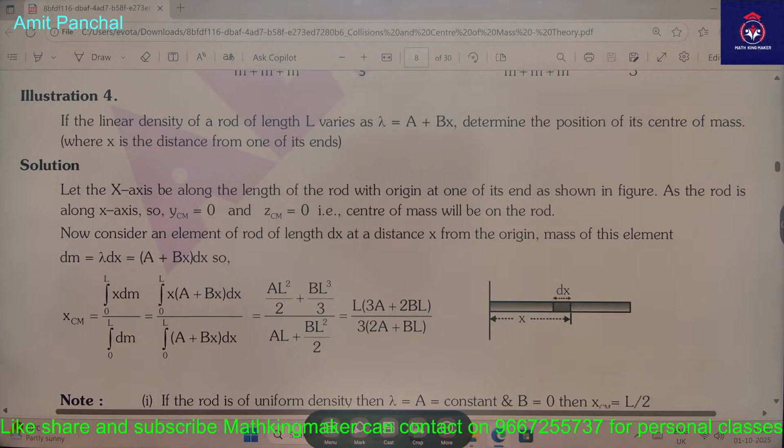Okay, tell me the doubt. What doubt do you have in this particular question? I don't understand how to solve this.